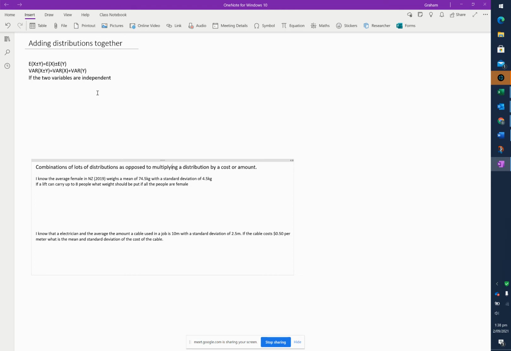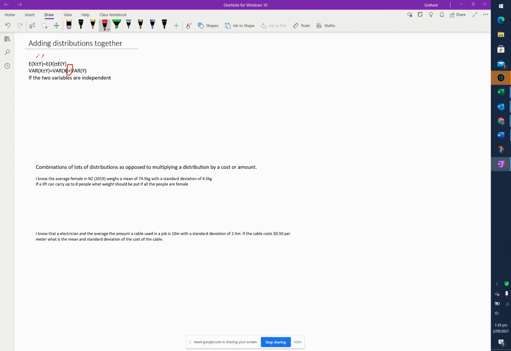What I want to talk about is imagine I've got two separate variables. We use letters normally to indicate our variables, so I've got X and I've got Y. If I add or subtract those two variables together, when I'm working out my mean, which is all the expectation has ever been, I would either add or subtract those variables together. But when I work with variance, it doesn't matter whether I'm adding or subtracting. I always must add the variances.